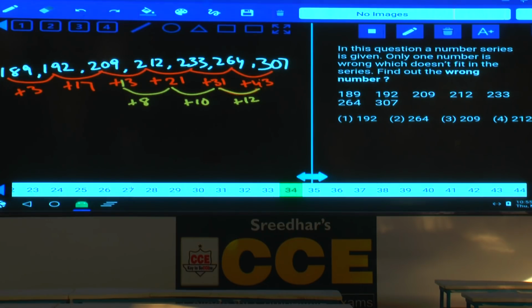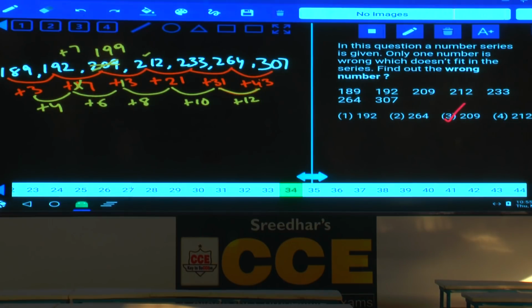If it is 13 and the previous, so how much should be added here? 6 should be added. As 6 has to be added, here only 7 should be added. If 7 is added here, 12, 10, 8, 6 and the next one 4. 3 plus 4 is 7. Done? That means 192 plus 7. What is the number here? 199 is the correct number. If it is 199 plus 13, that is 212. Clear? Hence, what is the wrong number? 209 and the correct number is 199.